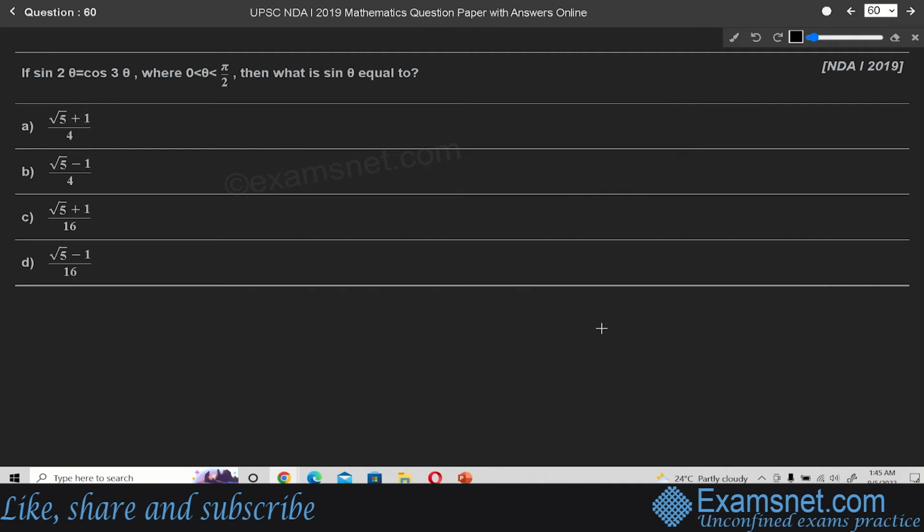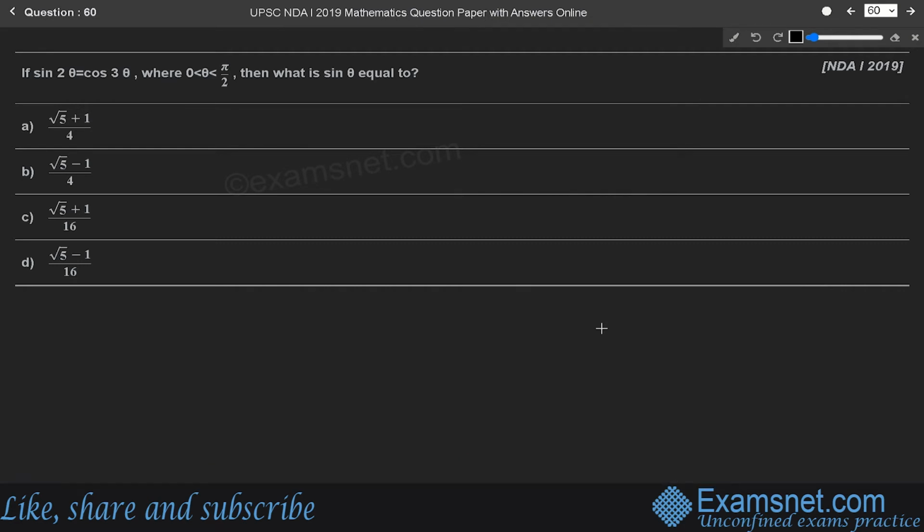Next question is, if sin 2 theta is equals to cos 3 theta, where theta lies between 0 and pi by 2, then what is sin theta equals to? It is given that sin 2 theta is equals to cos 3 theta.